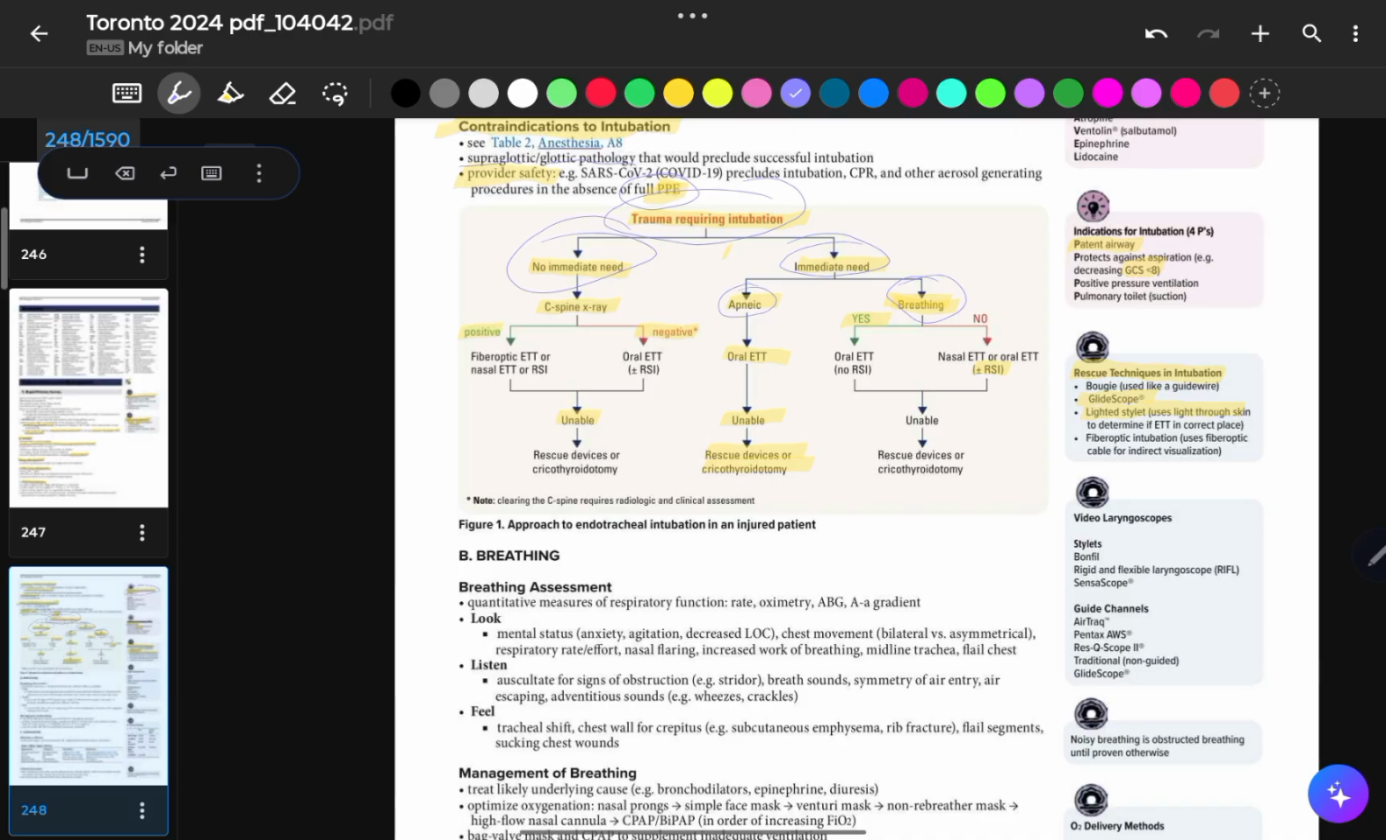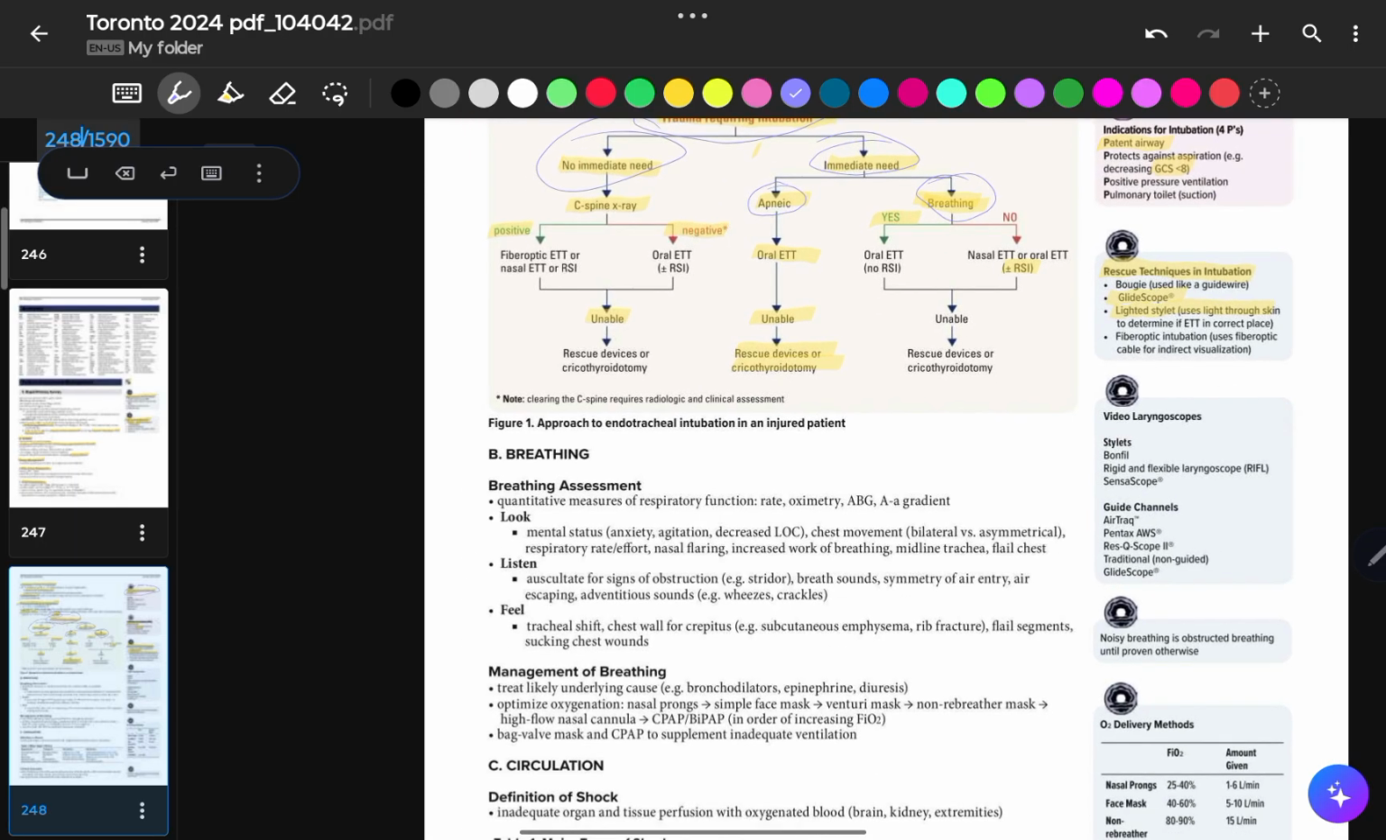All right. Okay, so what are the 4 P's? The 4 P's are the indications for intubation. The first one is your patent airway. If you don't have a patent airway, you can't intubate. Second is to protect against aspiration, especially if the patient has a GCS of less than 8. Next is positive pressure ventilation. And then 4 is for pulmonary toilet, for suctioning, like a patient who has cystic fibrosis, for example.